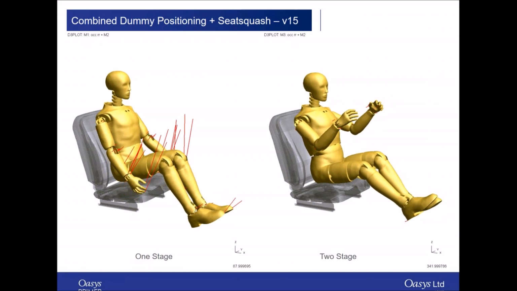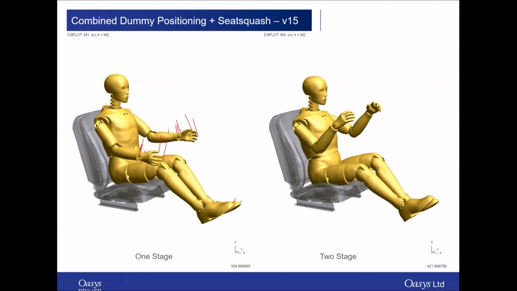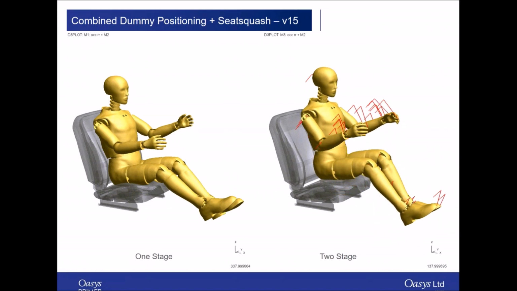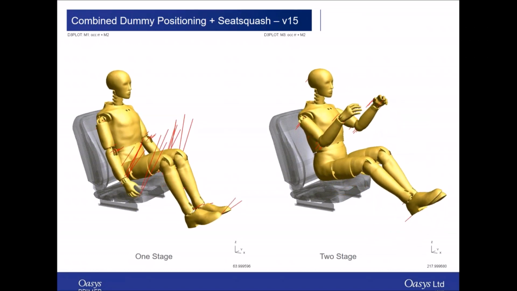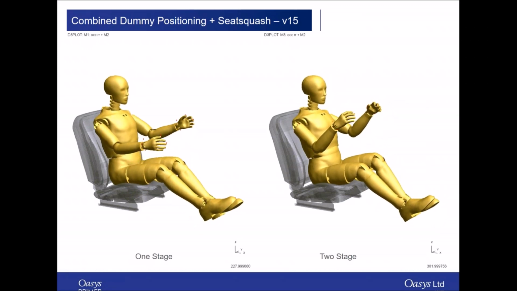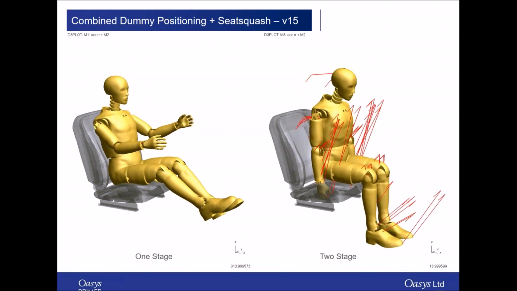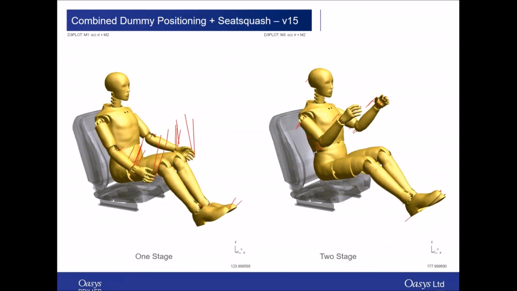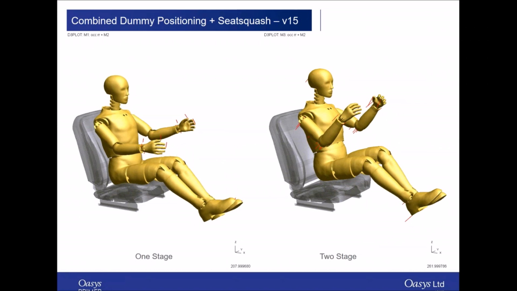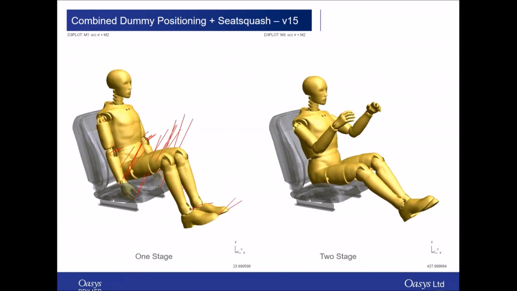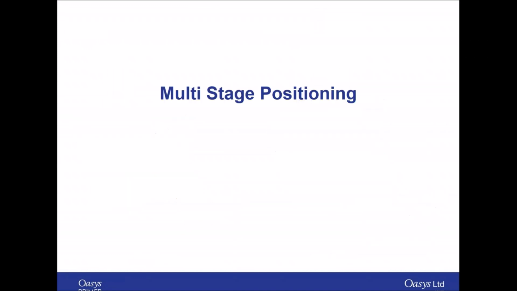On the left-hand side, we've got the occupant being positioned into the seat and the arms and legs moving into the final position at the same time in one stage. On the right-hand side, we have two stages where the occupant is hovering above the seat and the arms and legs move into position, and the whole occupant moves down into the seat as a second stage. So setting up these types of positioning analysis was possible in version 15.